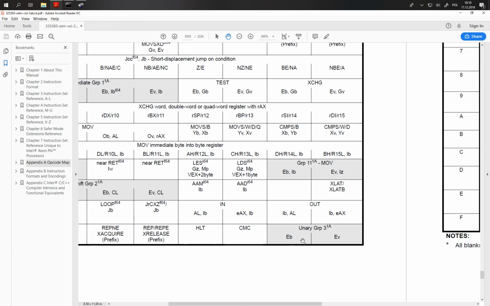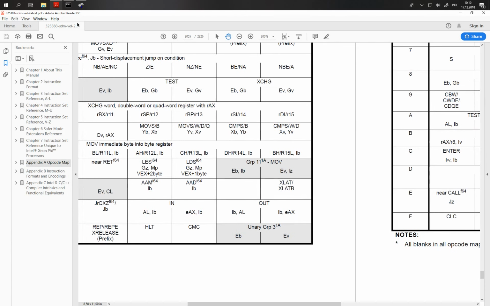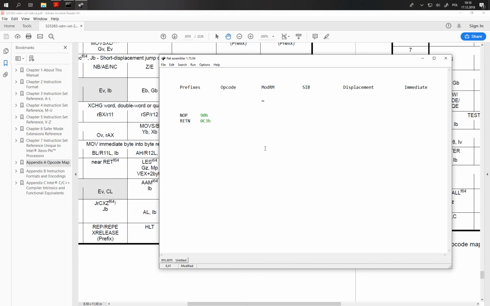There are also so-called unary groups, groups of instructions that take only a single operand. So then this part of mod RM refers to that single operand, and what is normally the register field in this byte is an index of an instruction within a group.